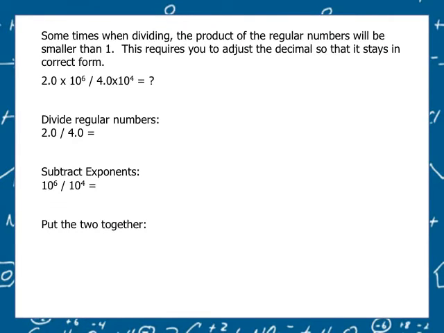But just like with multiplication, you can end up with things not in proper scientific form. That can happen for division too. And in this case, you're going to get things less than 1, where you don't have a non-zero digit before the decimal. So if we look at this example, 2.0 times 10 to the 6 divided by 4.0 times 10 to the 4th. My regular numbers get me, that's a half, so 0.5.